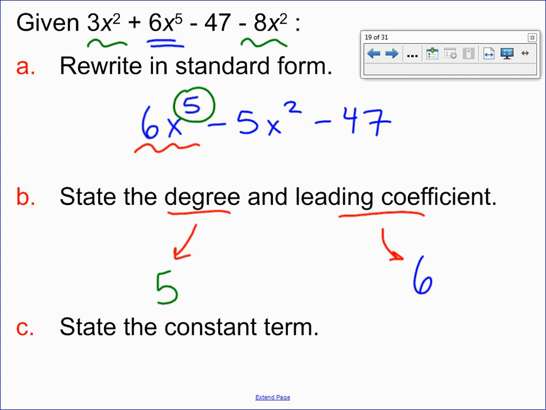Notice how we keep the sign on my constant term. That negative belongs to somebody. It doesn't belong to the squaring term. It belongs to that constant term. Negative 47 is the constant term. Awesome.